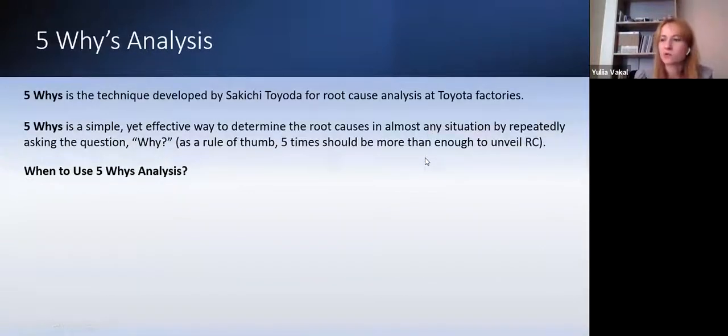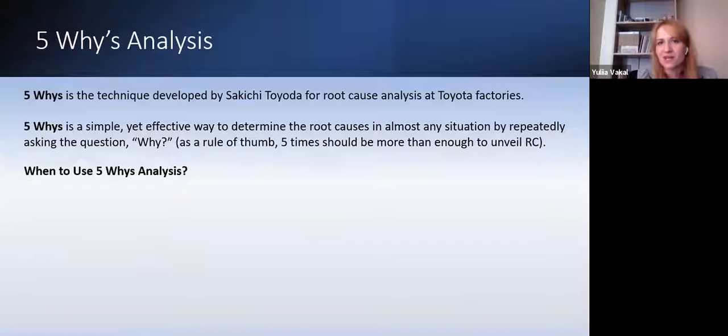Right. So let's start with 5 whys. I mentioned earlier that 5 whys was introduced by Sakichi Toyoda at Toyota factories. It's a very simple technique, but it's yet effective to determine any kind of root causes. Just asking why.